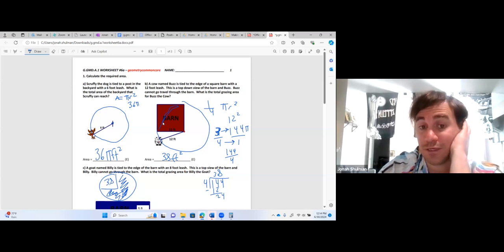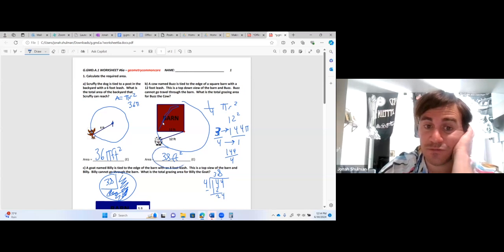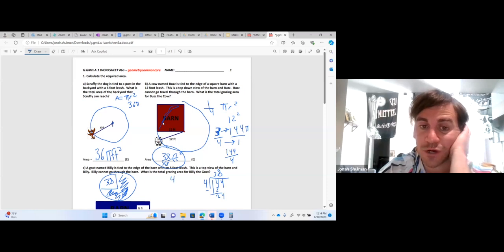So it should be 3/4 times this. But since I already have the answer of 38, I can just multiply 1, 2, 3. So I can just multiply this by 3 and I'll get the right answer. So that's a 4. Carry the 2, 3 times 3. So it's 114 feet squared pi.